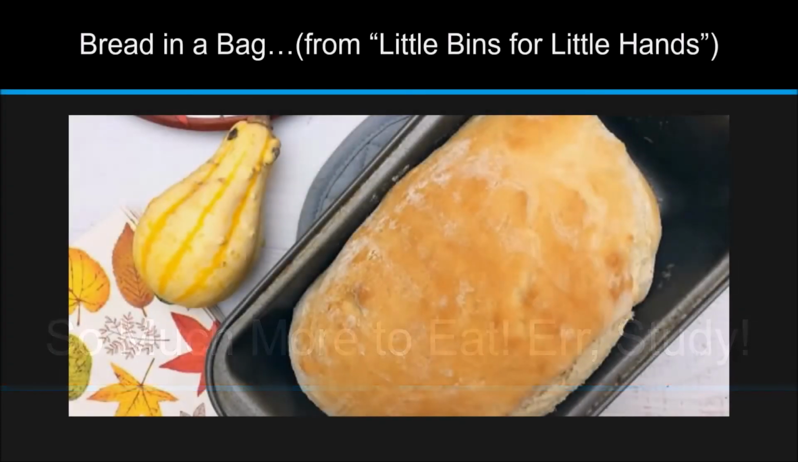And there's so much more to eat or study. For example, bread. I could do a whole super science just about bread. There's a great experiment called making bread in a bag from the website Little Bins for Little Hands, and I'll put a link to that down in the description.